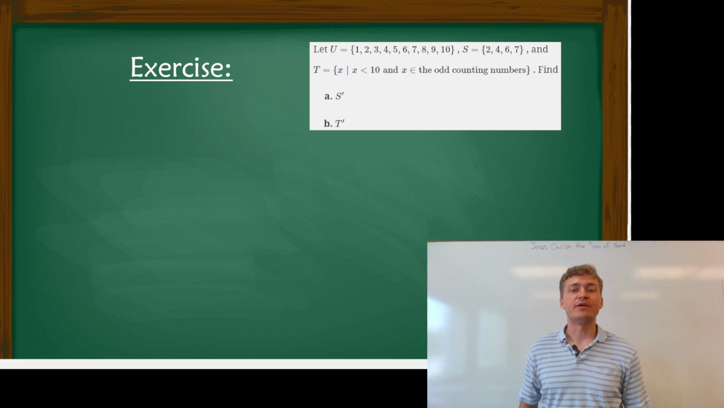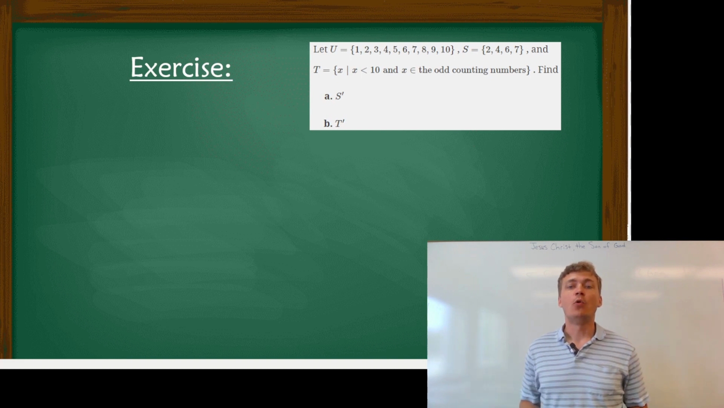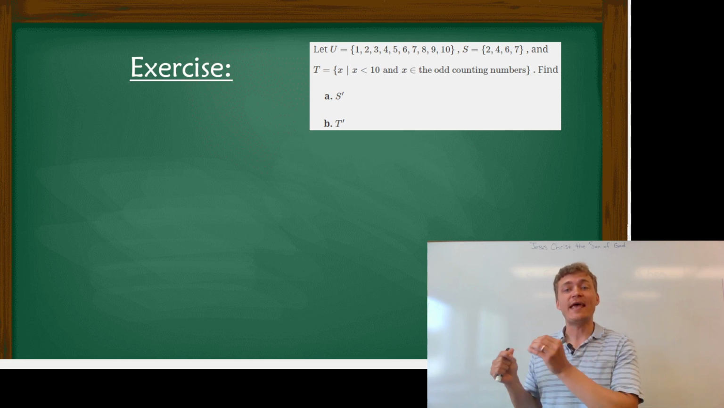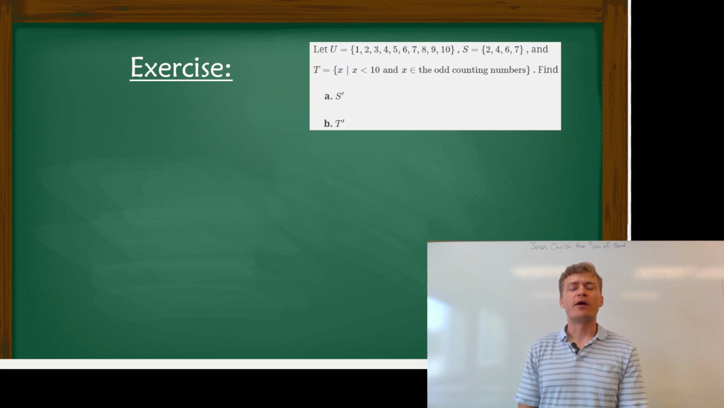So we'll look at some examples here. We're going to let our universal set be defined by the counting numbers from 1 through 10. We'll define our set S to be the elements 2, 4, 6, and 7. So our first example: if S contains those 4 elements, then what is S complement? It's going to be all of those numbers that aren't in S. Lastly here, our set T is the set of x's such that x is less than 10 and x belongs to the odd counting numbers.